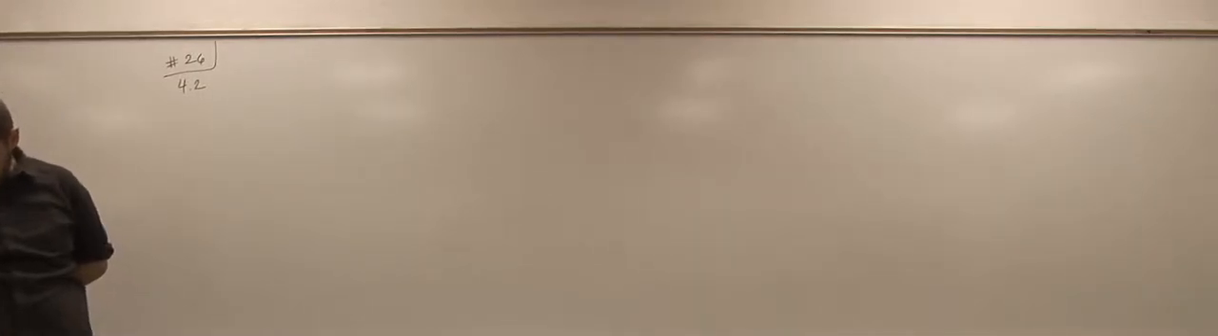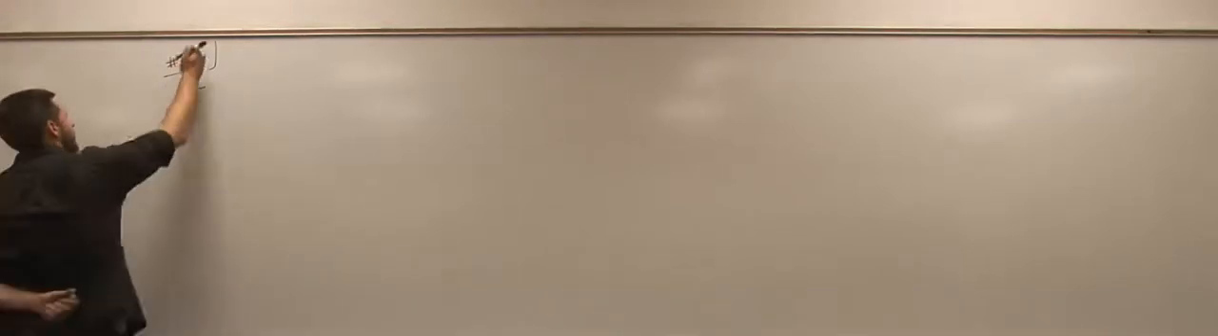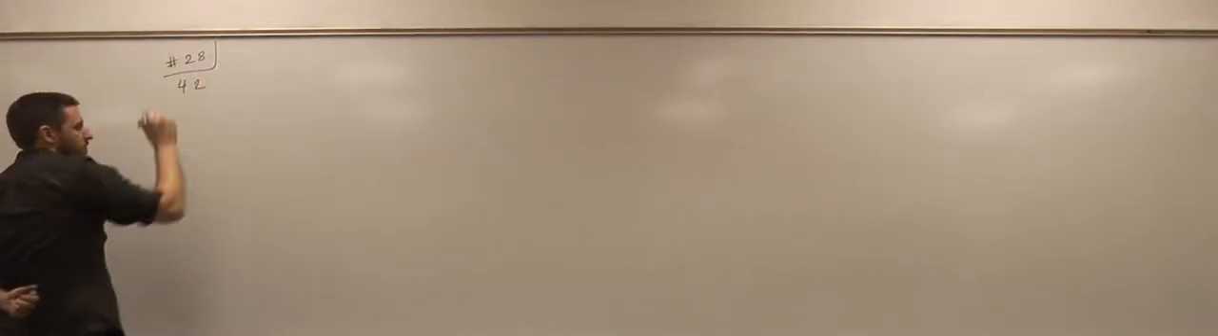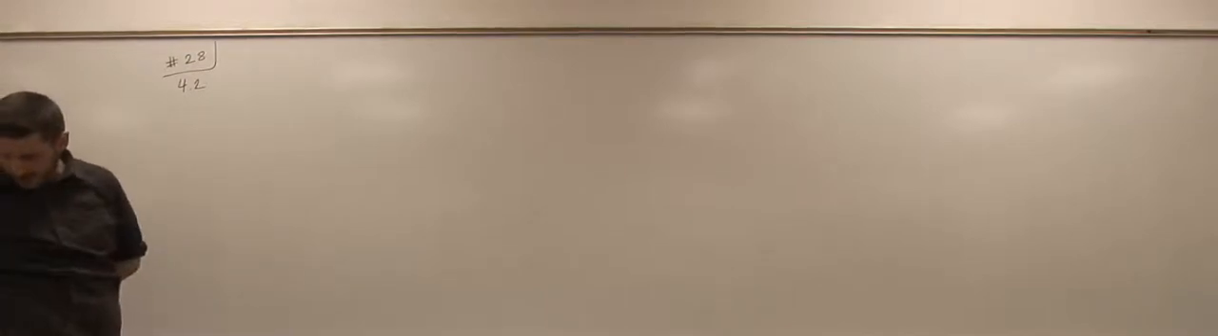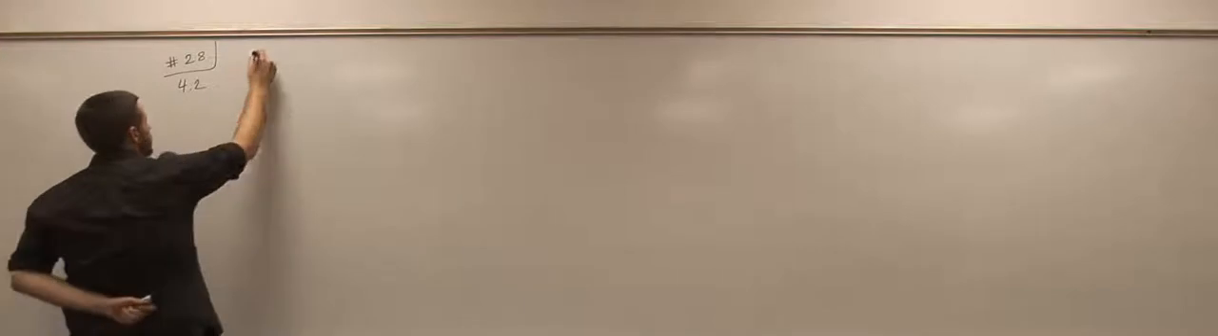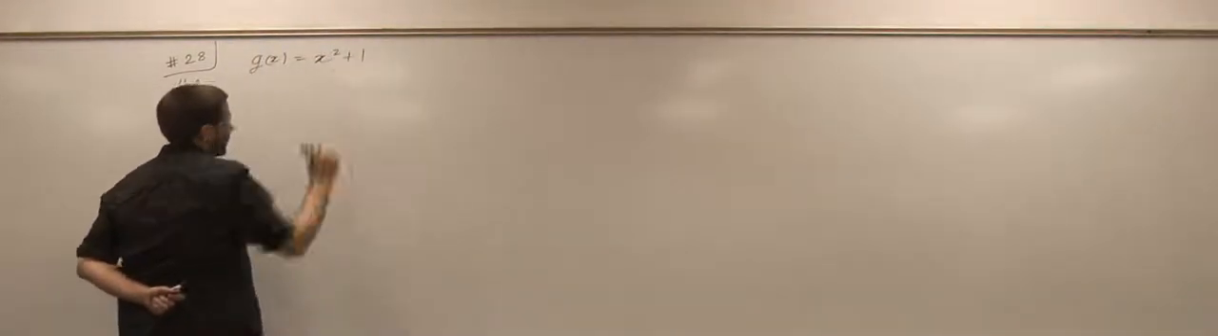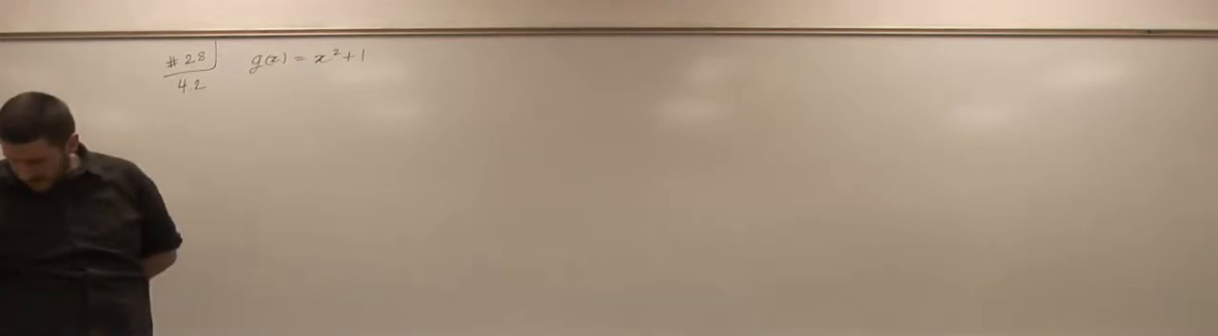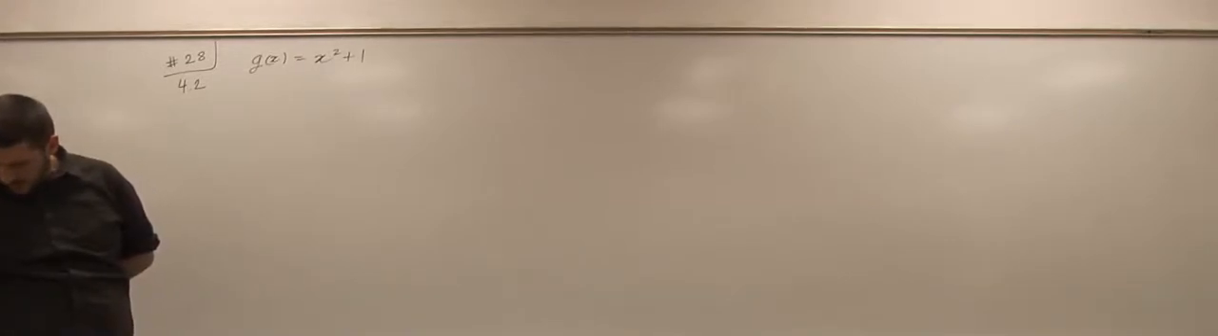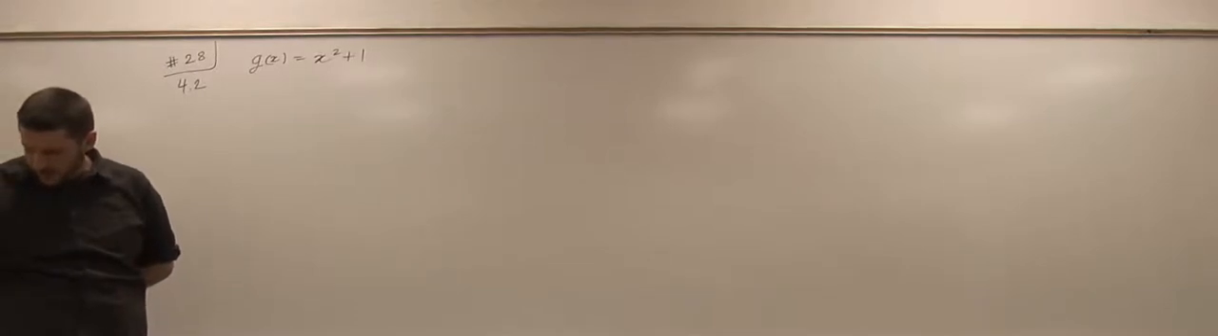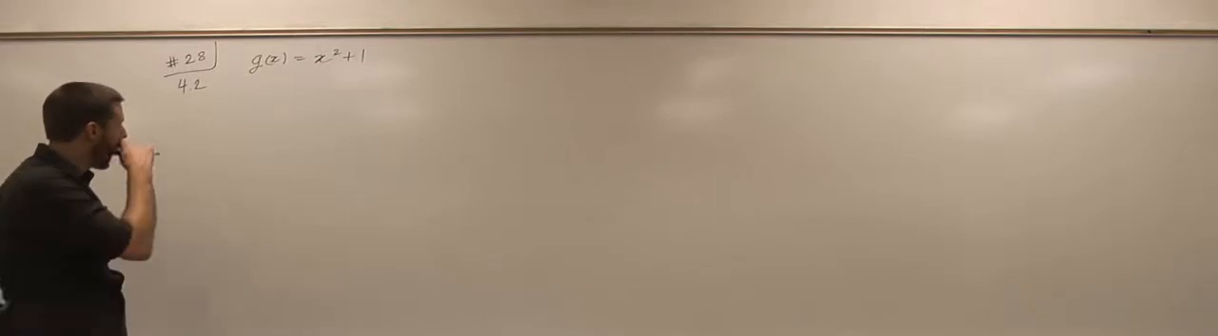Here, they give you a function. Oh, 9 minus x is kind of boring. Let's do 28. So 28 gives you the function g of x equals x squared plus 1. And then it gives you the interval 1 to 3, and it tells you to use 8 rectangles, use left and right endpoints to find approximations for the area.